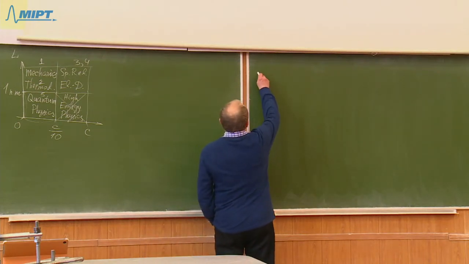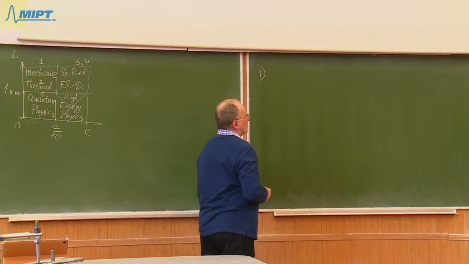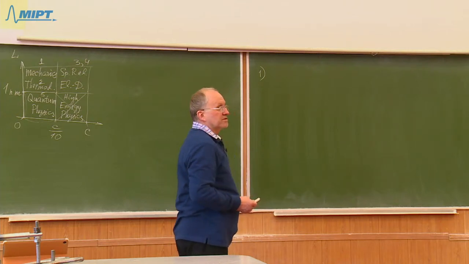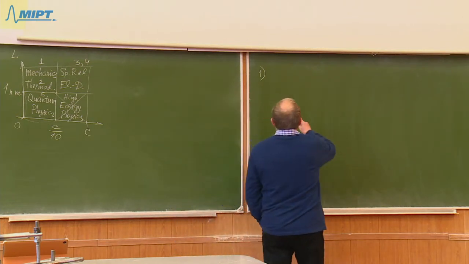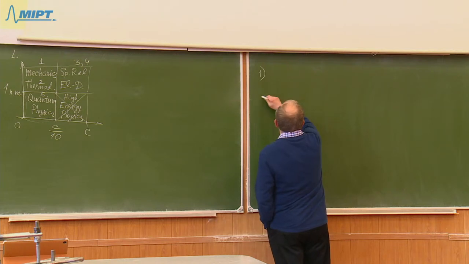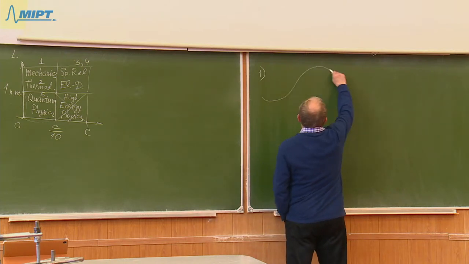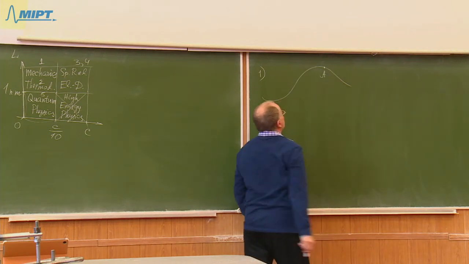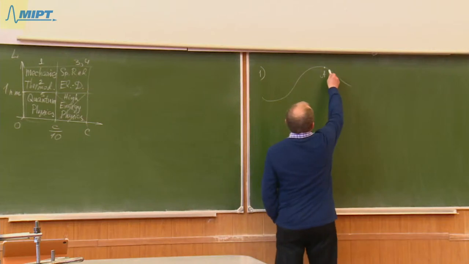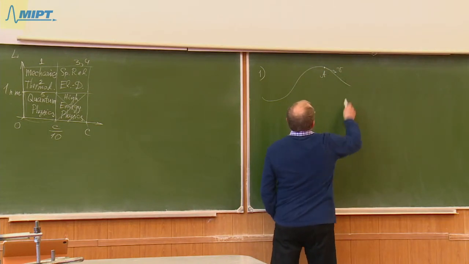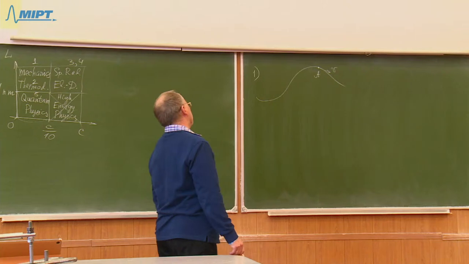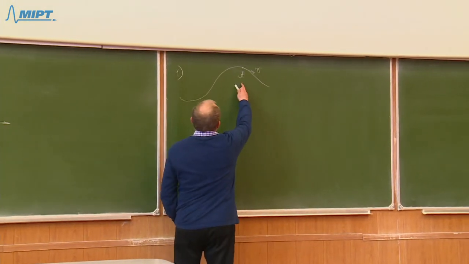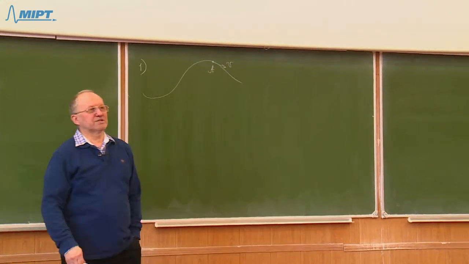So the first method to describe position and motion is the natural method, so-called natural method. Suppose you have a point which moves along some trajectory, and point A moves with some velocity, moves along some trajectory. It may be a motor vehicle running along the road, for example.